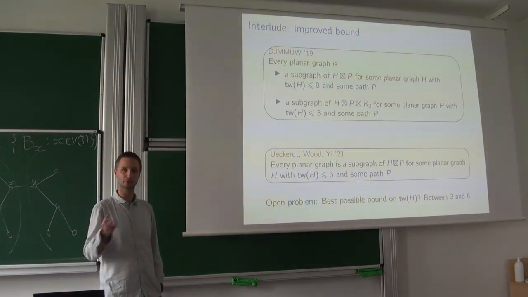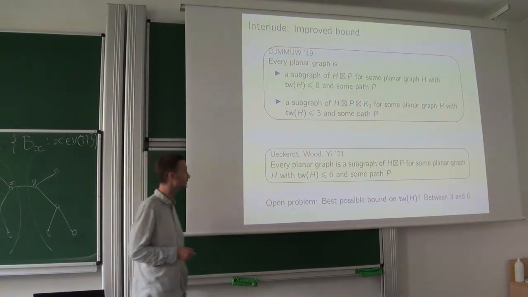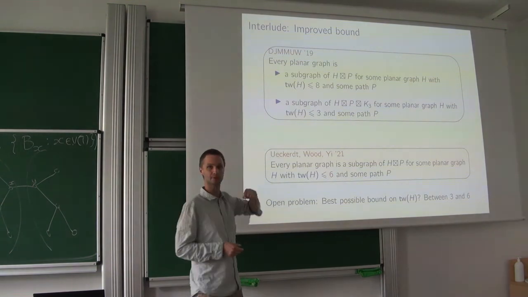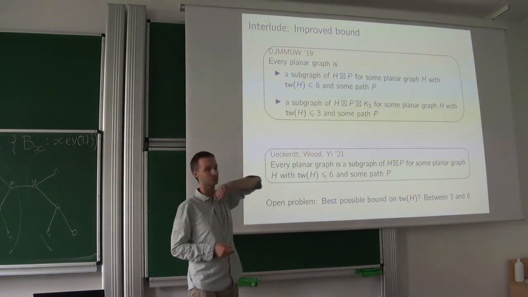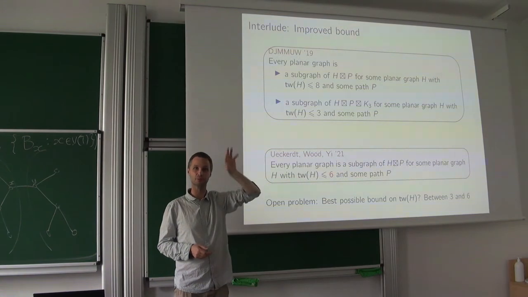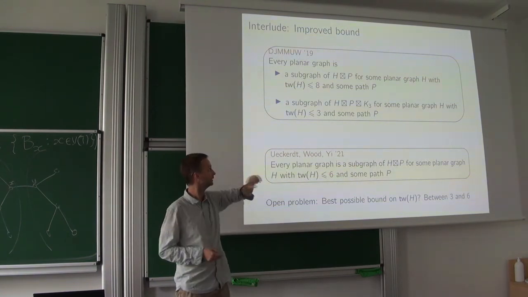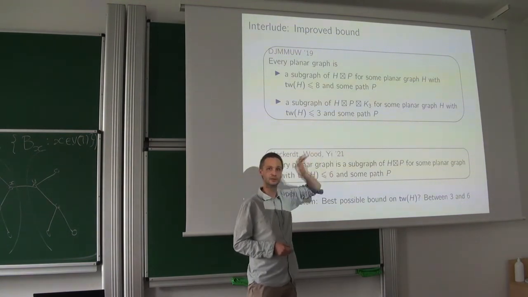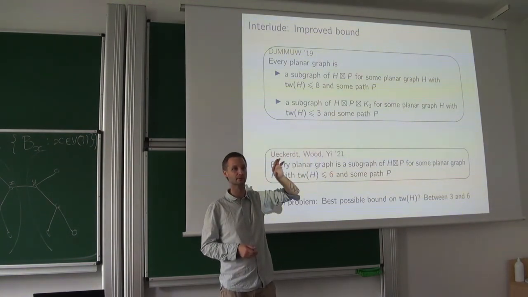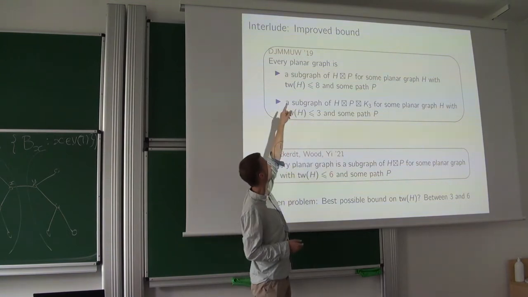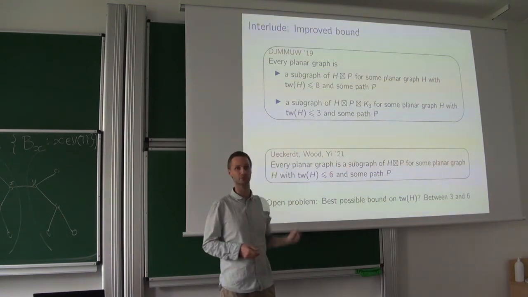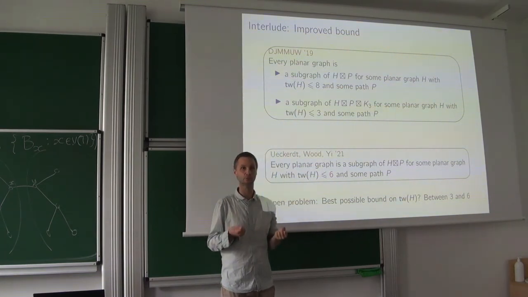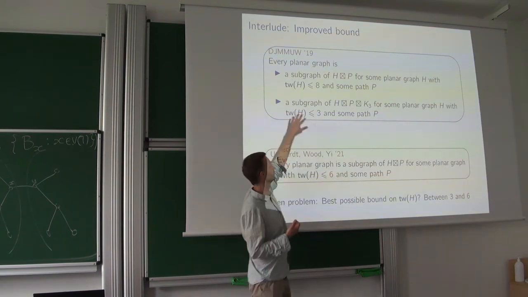In the two lectures on Monday and Tuesday, we've seen these two statements. The first one is that if you have a planar graph, it's a subgraph of H times P, where H has treewidth at most 8. The second one is that it's a subgraph of H times P times a triangle, where H has treewidth at most 3. The first theorem was derived from the proof of the second theorem. And as we've seen in the applications yesterday, if you really want to optimize the bounds, you use the second version.